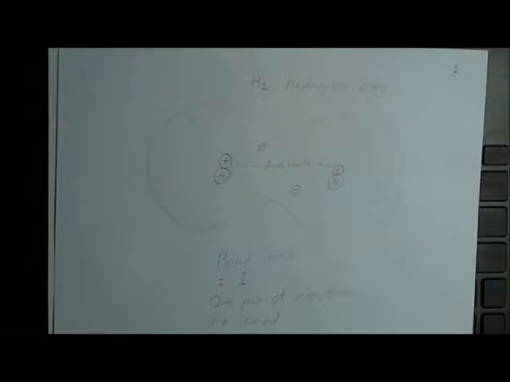The 3 properties that we examine in covalent bonds are bond order, bond energy, and bond length. Bond order is the number of bonds between 2 atoms. As you can see here, the bond order is 1 because there's 1 shared pair of electrons. Bond energy is the energy required to break the bond in 1 mole of gaseous molecules. The bond length is the distance between 2 bonded nuclei. So that would be this distance between the 2 nuclei.